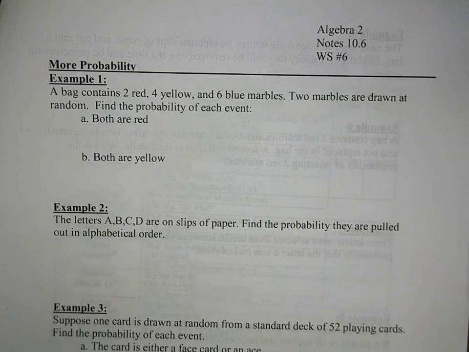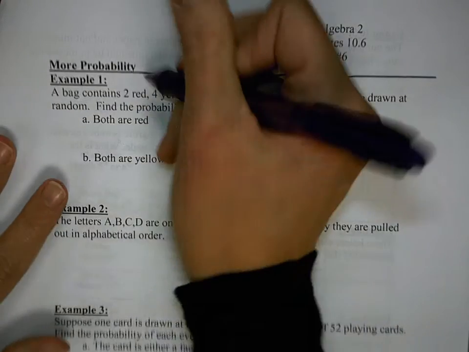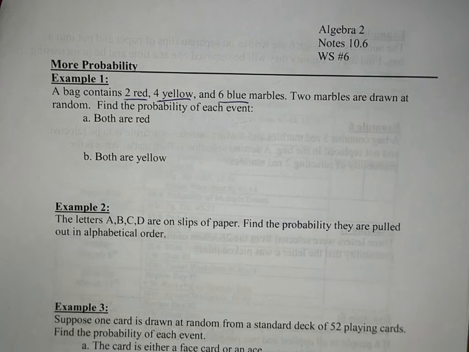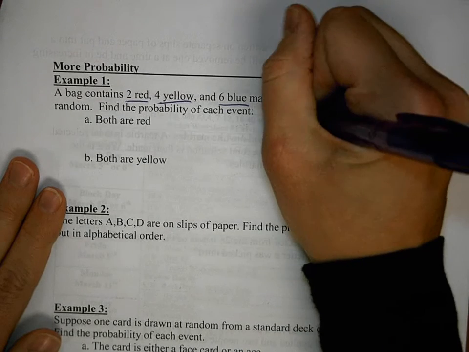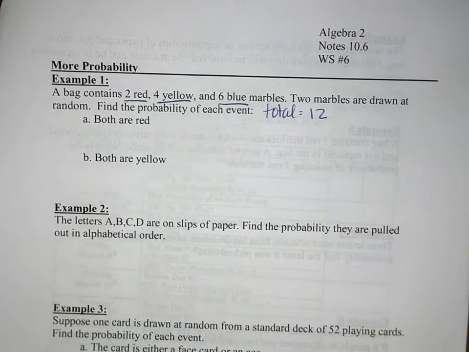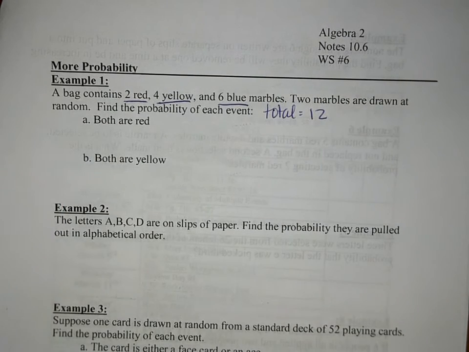A bag contains 2 red, 4 yellow, and 6 blue marbles. 2 marbles are drawn at random. Find the probability of each event. What's the first thing we should always do? Very good, your total. What is my total? 12. Very good. Now, if they don't tell you that it's not being replaced or being replaced, you're just going to assume that they take it and it's out, okay, unless they tell you they're replacing it.